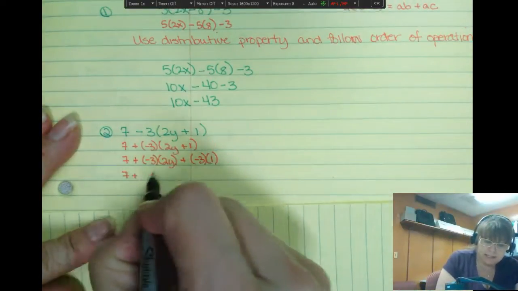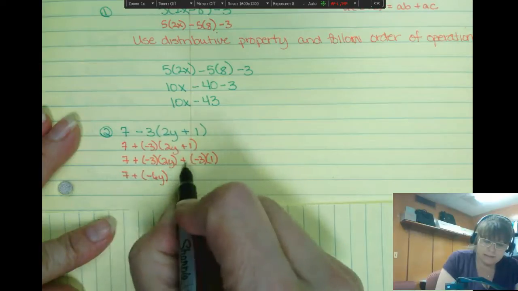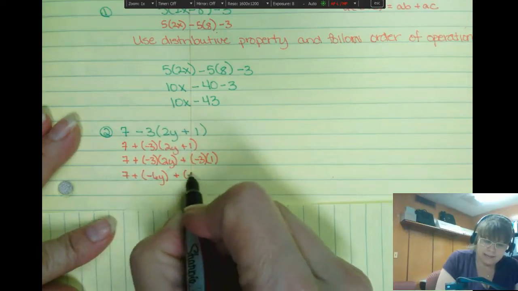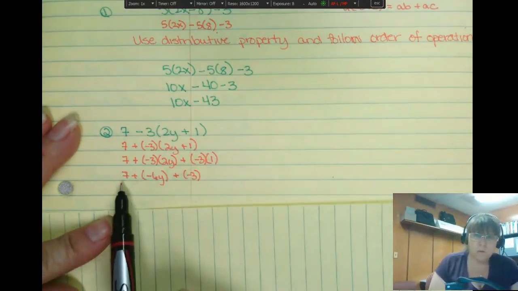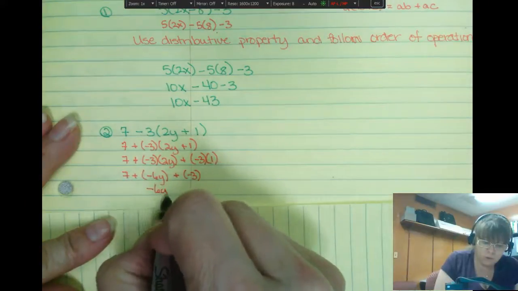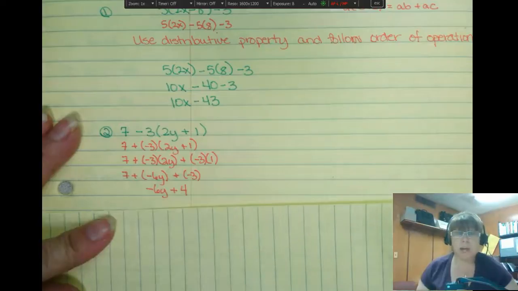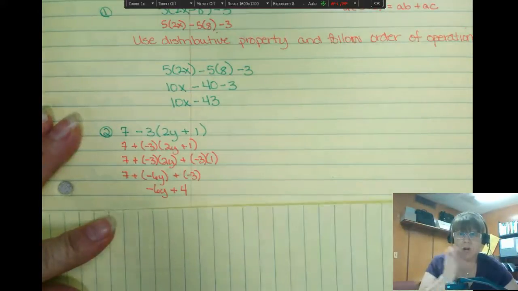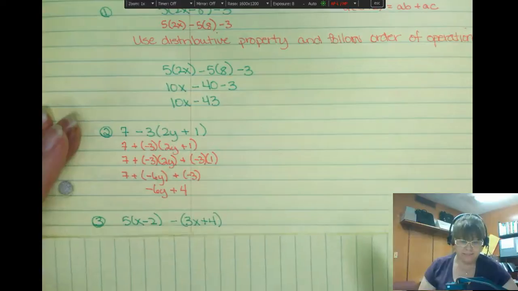7 plus negative 6y plus negative 3. And so the only thing else that I can combine will be the 7 and the negative 3. So negative 6y plus 4. Generally, we always put variables before constants. So a number is just a constant. So we always write x, y, z, and then whatever constant it is.